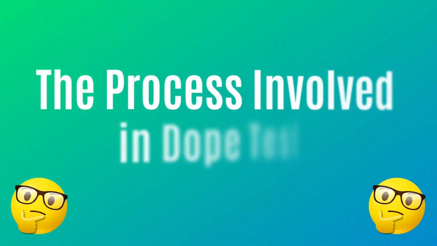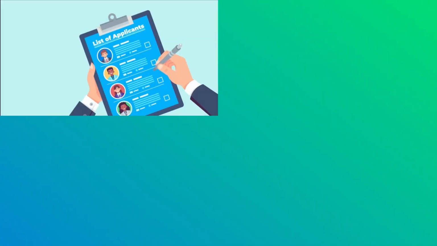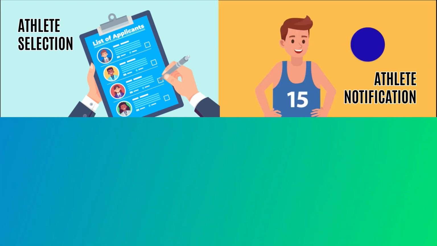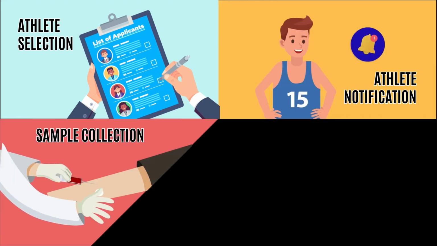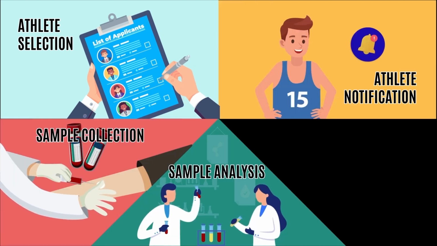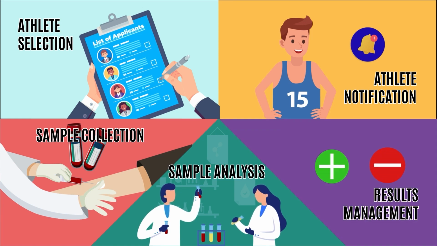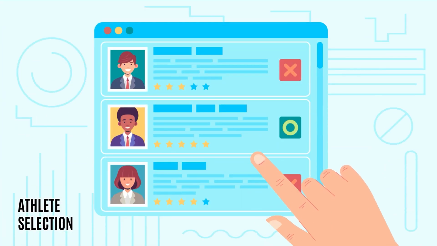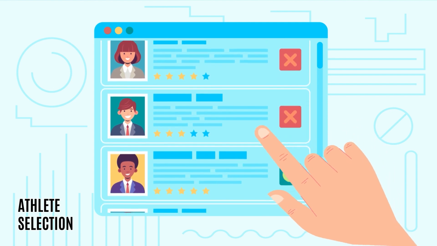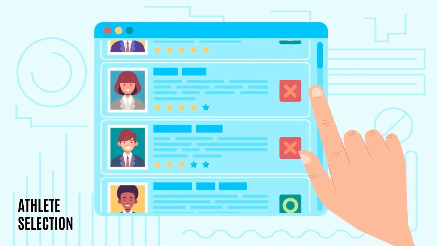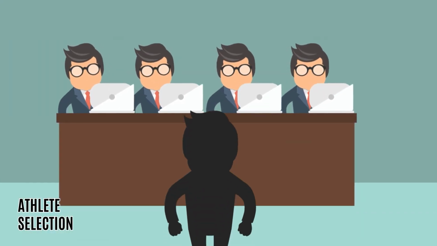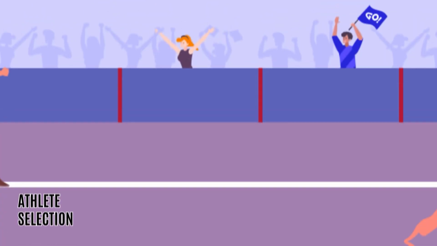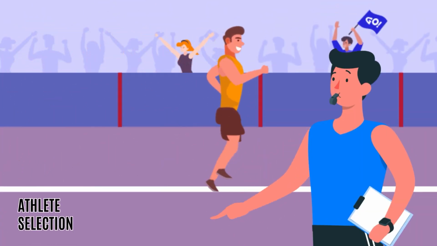Now let's learn about the process involved in a dope test. Athlete selection, athlete notification, sample collection, sample analysis, result management. Out of competition, athlete selection can be made anytime, any place, and without advance notice. In competition, athletes can be selected randomly, based on finishing position or for a particular reason.